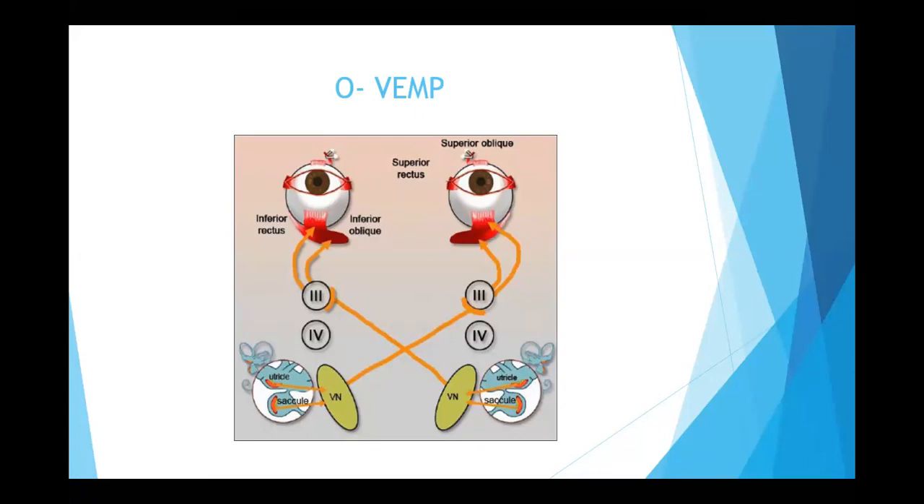So utricle is sending its responses to the vestibular nucleus, and from there it is sending to the third cranial nerve, and from there it is reaching your inferior oblique muscles as well as the inferior rectus. I think you all remember the muscles, extraocular muscles connected with the eye when we saw about the ENG, VNG. So we have six muscles, four rectus and two oblique. We have superior inferior rectus and your medial lateral rectus, and then your superior oblique and inferior oblique. So this OVEMP is from the inferior oblique. Okay, IO.